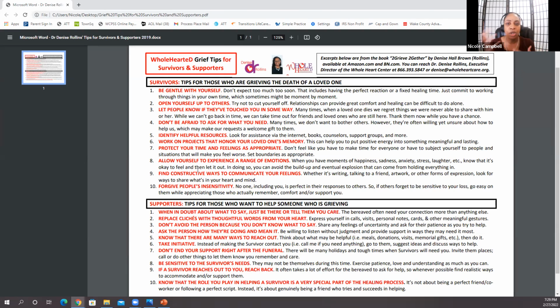You can do notes, cards, meaningful gestures to show how much you care. Don't avoid the person because you don't know what to say. So you don't have to avoid them. Ask the person how they're doing and mean it. There's no need in asking somebody how they're doing if you're not going to stick around and listen to the answer.